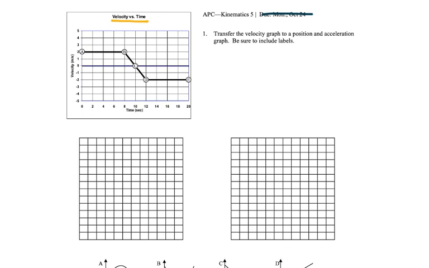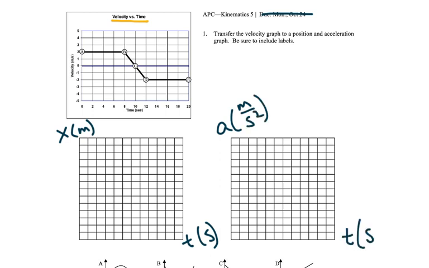All right, you notice we have two graphs down here. They are missing labels. So let's get our labels on there right away. So I have our position versus time graph and our acceleration versus time graph. Remember, a graph that is fully labeled has both a variable or a quantity and the units that go with that quantity. So don't forget to do that when you're doing your graphs.